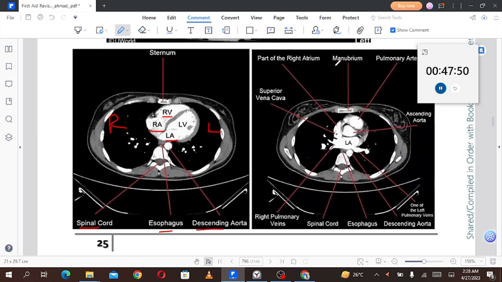In this picture, you can see the manubrium is over here. So basically, it's an upper level of CT section. This is part of the right atrium on the right border. The superior vena cava is also present, if you can see it.